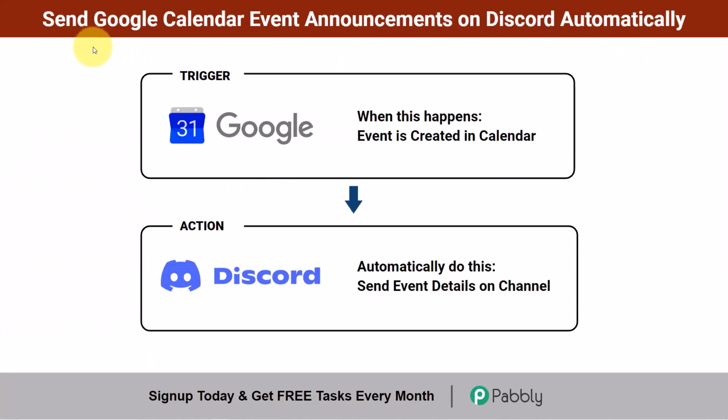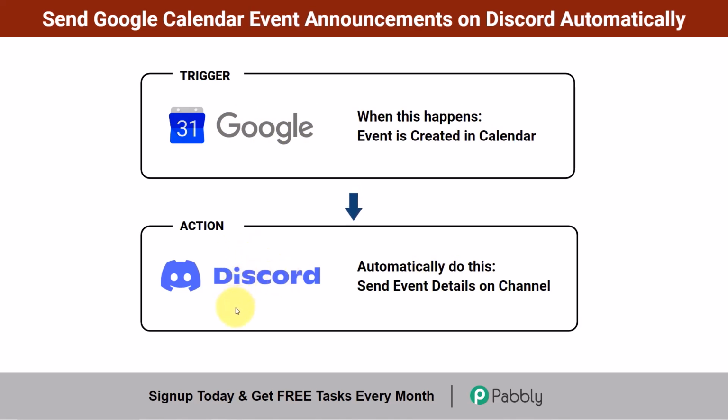In this video, I'll show you how to send Google Calendar event announcements on Discord automatically. So assume that you have created an event in Google Calendar, and after every event creation, you have to manually copy the details of the event and do the announcements on your Discord channel again and again. But what if I tell you that you can entirely automate this process? Yes, you just need to integrate Google Calendar and Discord in such a way that every time any event is created in Google Calendar, the event details will be shared automatically in your Discord channel without doing anything manually.